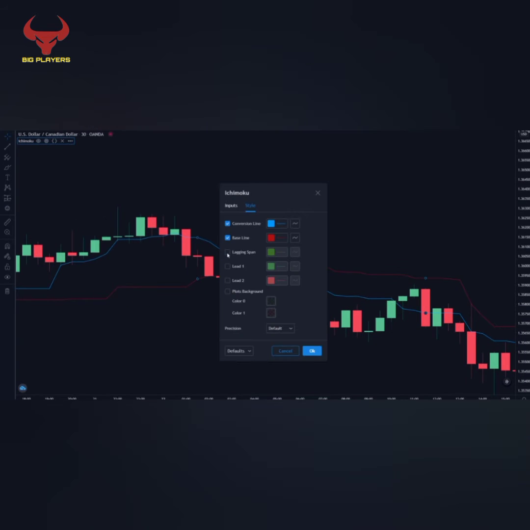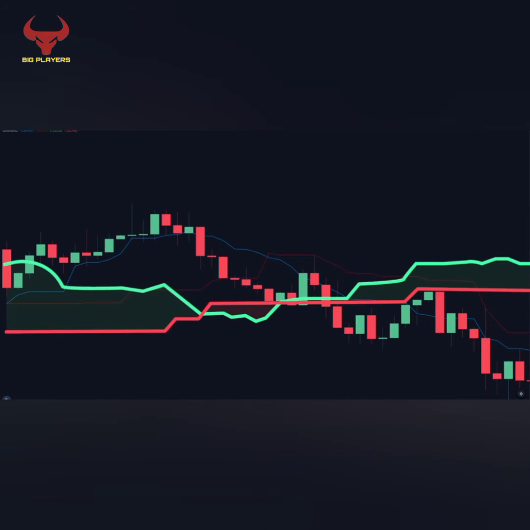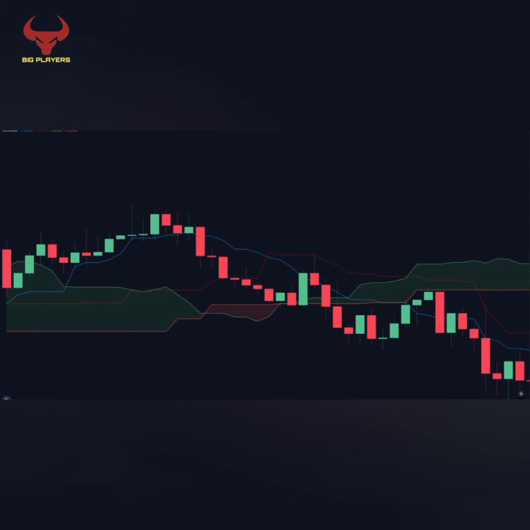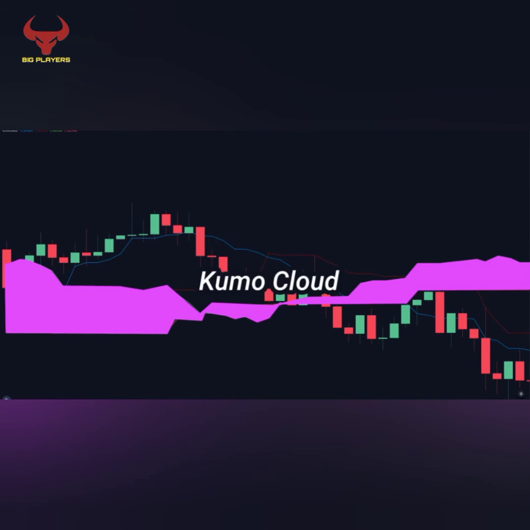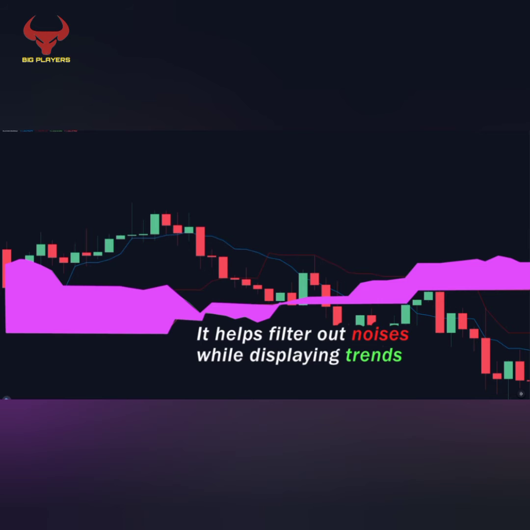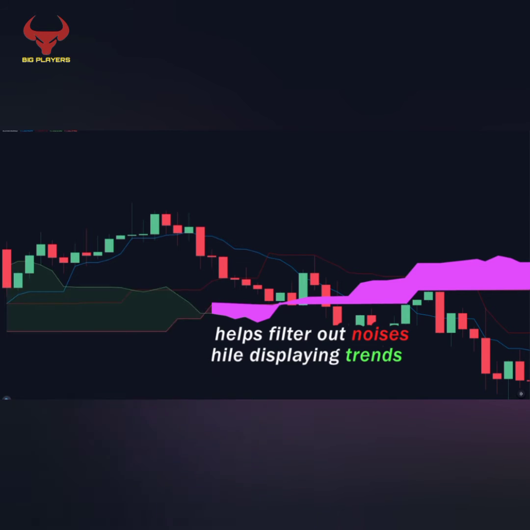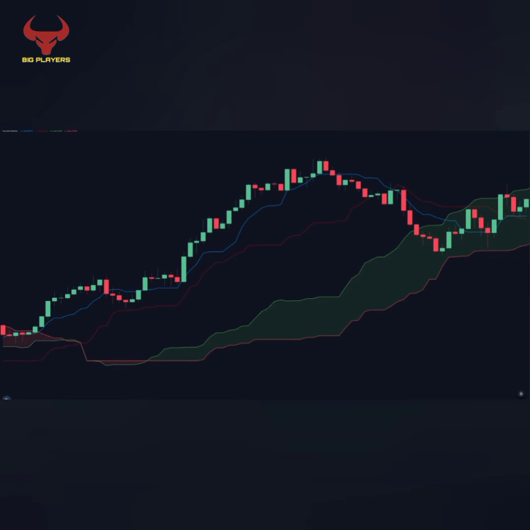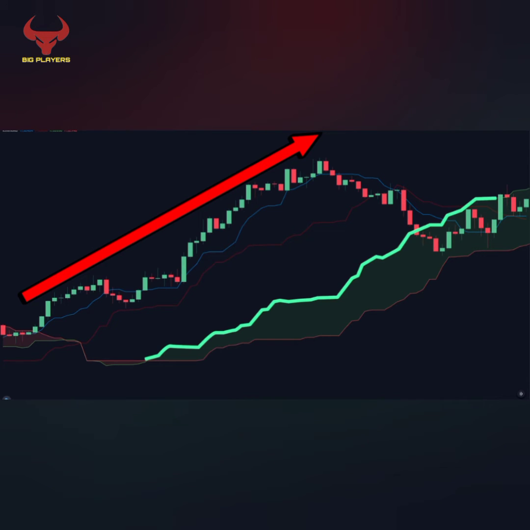Next, we have these two lead lines, also known as the Senkou spans. These two lines form what's called a Kumo Cloud. The Kumo Cloud is what stands out in the Ichimoku indicator because it can help filter out noise while still displaying trends. Usually, when the price is on a trend, the cloud will also head towards that direction. For example, if the price is on a strong bullish trend, the direction of the cloud will also follow upwards.